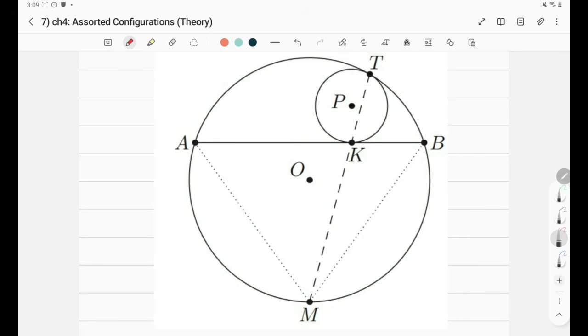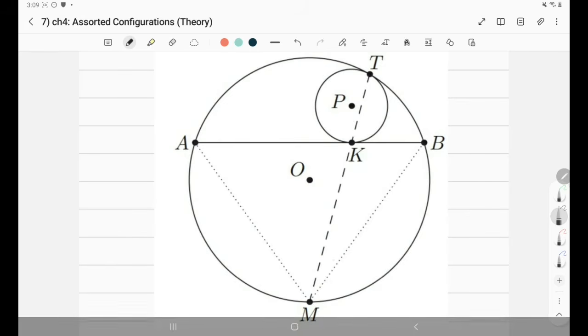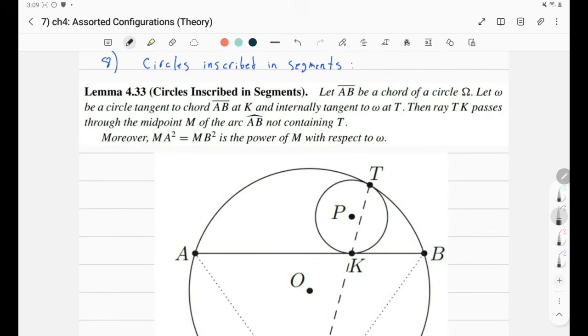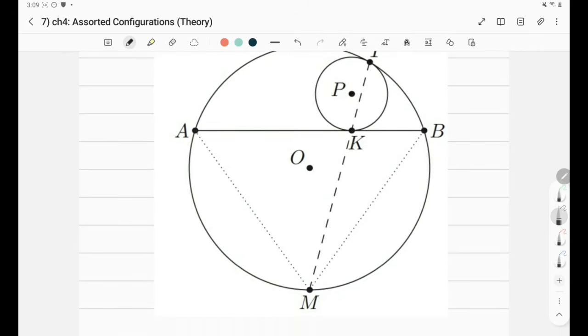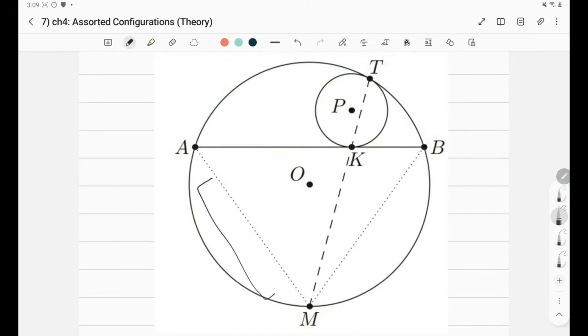chord at K. And whenever you have this diagram, then you have something very nice, which is if you just take TK and extend it till it hits the circle, it's going to hit it at the midpoint of the arc. So this M is actually the midpoint of the arc. Yeah, that's exactly what we want to prove right now. And of course, if it's the midpoint of the arc, then we know that MA equals MB. So let's give it a try. How can we prove that?